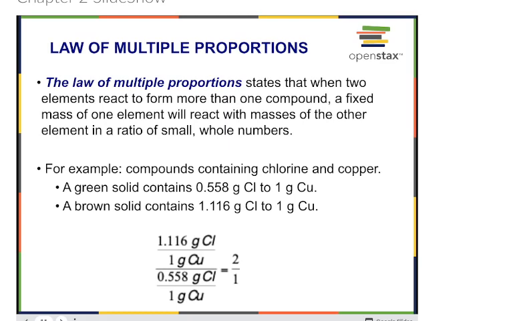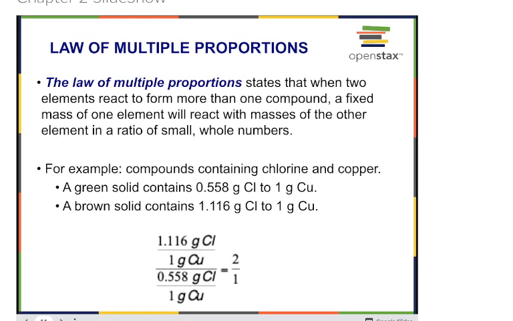The law of multiple proportions states that when two elements react to form more than one compound, a fixed mass of one element will react with the mass of the other element in a ratio of small whole numbers. For example, compounds containing chloride and copper. A green solid contains 0.558 grams of chloride to 1 gram of copper. The brown solid contains 1.116 grams of chloride to 1 gram of copper.